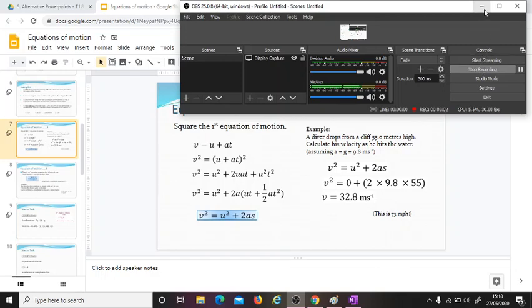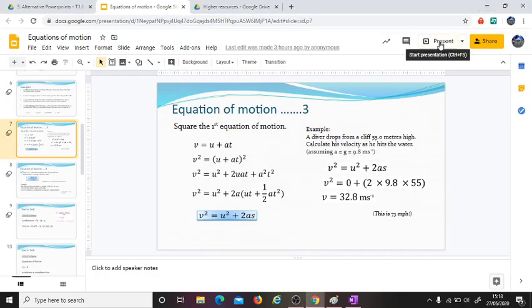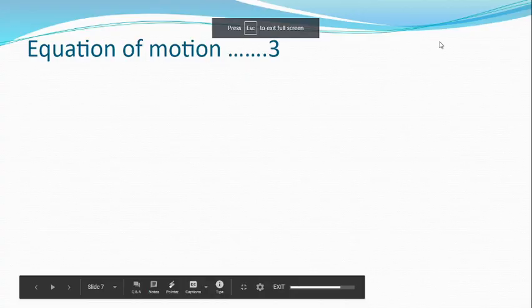Hi guys, so I thought I would do a quick recap of the stuff that you've been doing this week for equations of motion.